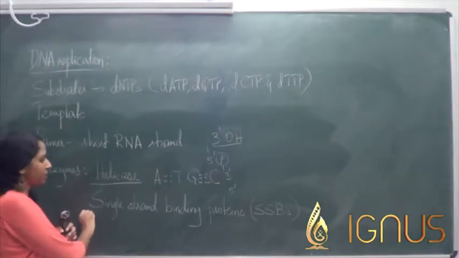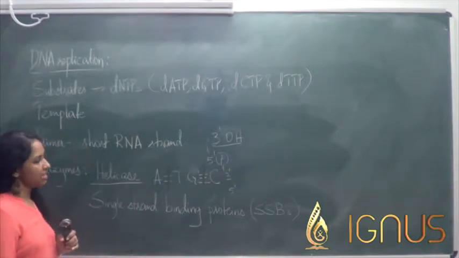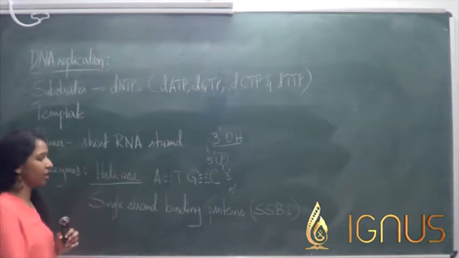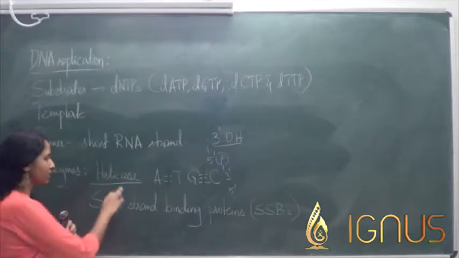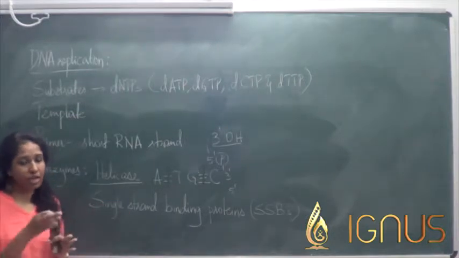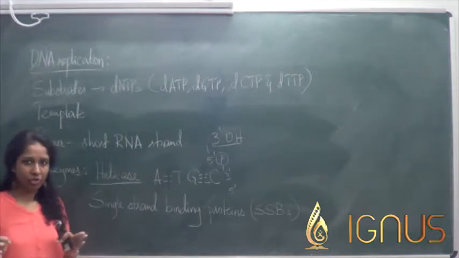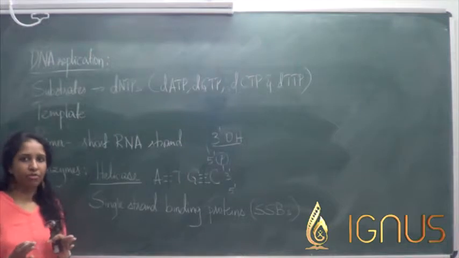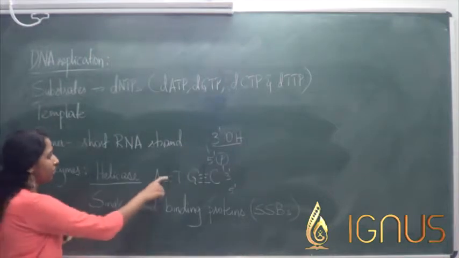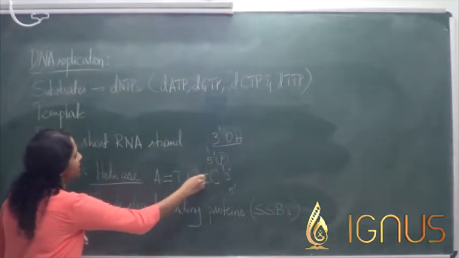Another enzyme is the single strand binding proteins, or as they are known, SSBs. Now single strand binding proteins are, like the name suggests, going to bind to the single strand. So once helicase has broken down the hydrogen bonds, you will have 2 single strands of DNA molecules. Now these single strands can again come back together and form a double strand by forming a bond between the adenine and thymine, or guanine and cytosine.